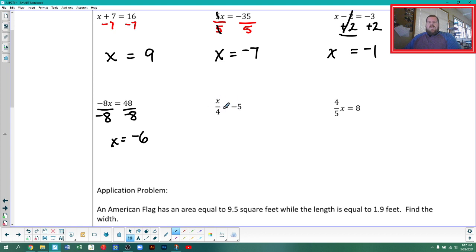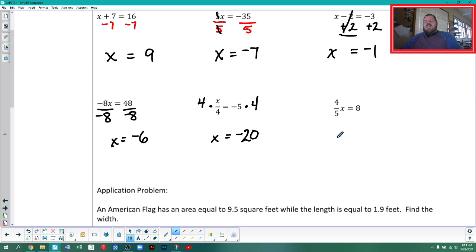Okay. This one here, I have x being divided by 4. And how do I undo division? I undo division with multiplication. So I'll multiply by 4 on both sides. And what that turns into, and we haven't written it yet, but it's like 4 divided by 4 times x is equal to -5 times 4, which is -20. And that 4 over 4 is the same as 1, and we don't have to write 1x.